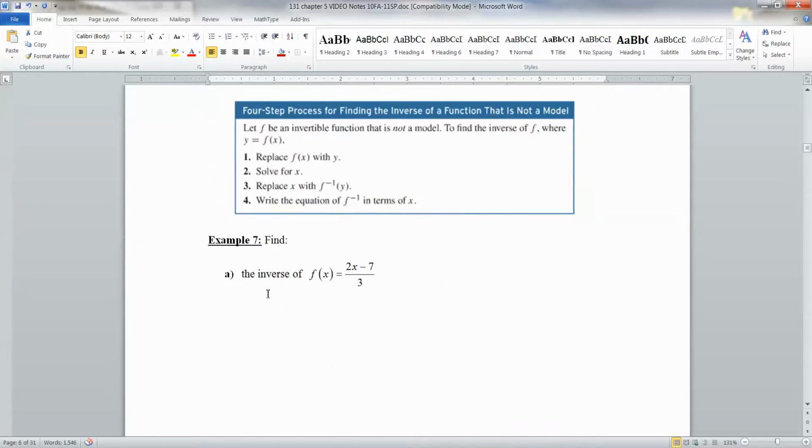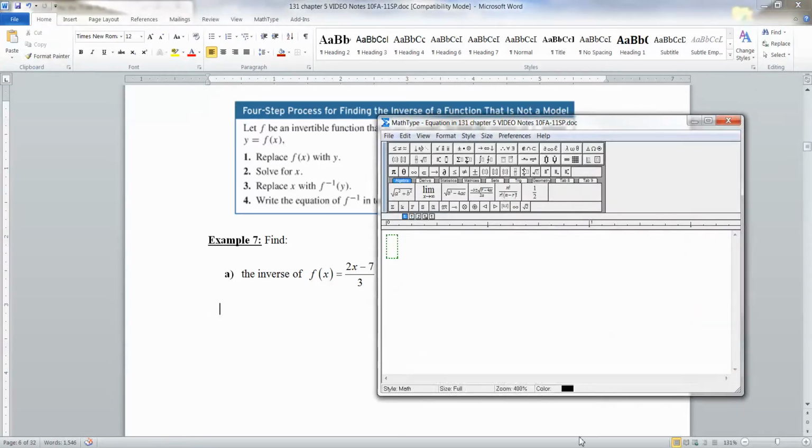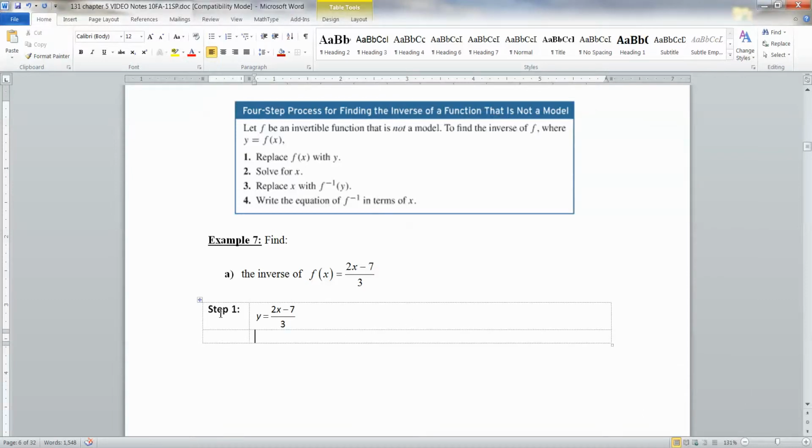All right, now let's do it all again, but for a problem that has no story problem context. So we're going to find the inverse of f of x is equal to 2x minus 7. Hold on, I need a table. There we go. All right, step 1.